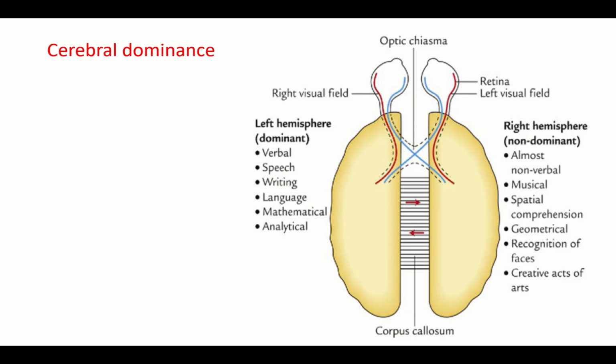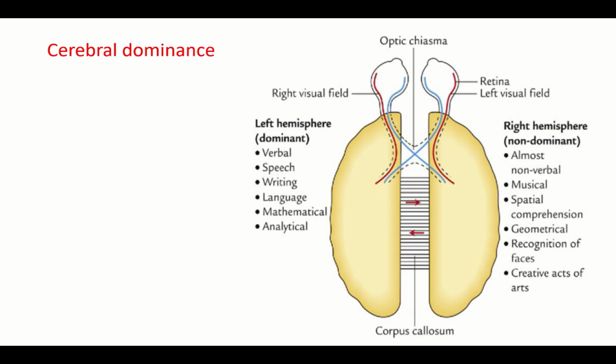Clear? Cerebral dominance is clearly dictated by handedness and location of the motor speech area. If the motor speech area is located in the left cerebral hemisphere, it is left cerebral dominant and the person will be right-handed. And if the motor speech area is located in the right cerebral hemisphere, the person will be right hemispheric dominant and will be left-handed.